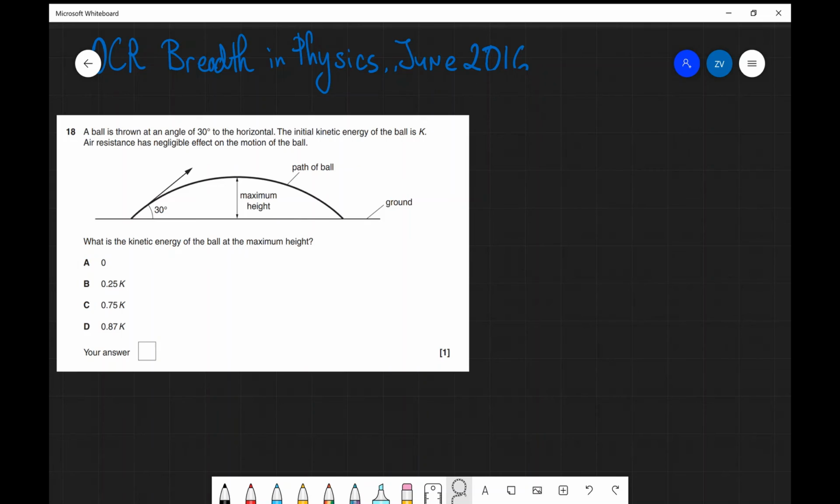Question 18, we're almost there guys. A ball is thrown at an angle of 30 degrees to the horizontal. The initial kinetic energy of the ball is K. No air resistance, hooray. What is the kinetic energy of the ball at maximum height? Now the first thing to notice is that at maximum height, this ball is only going to have horizontal velocity. So the velocity vector is purely horizontal. So maximum height means only horizontal velocity.